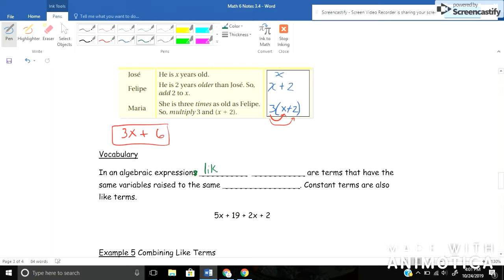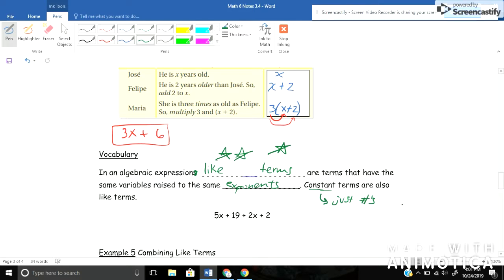This is a very important idea. I would star this if I were you. Like terms are something you will see all the way up until, boy, I would say even Algebra 2. Very important idea. Like terms are terms that have the same variables raised to the same exponents. Lastly, it says constant terms are also like terms. If you remember, constants are just numbers. Most of the time, they're all alone.